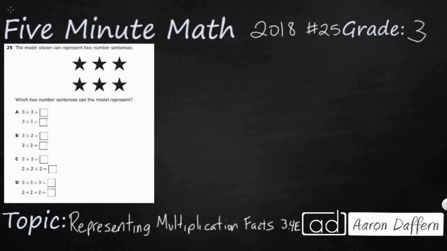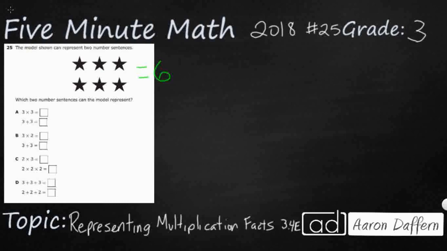So we have just a few simple sentences here. It says, the model shown can represent two number sentences. And all we have is a picture or a model of 6 stars, 2 rows of 3. Which two number sentences can the model represent? So we're looking to see how we can take a multiplication fact. So let's just go ahead and say this is 6. And how can we represent it in multiple ways? Well, there's only going to be one answer. 3 are going to be incorrect.